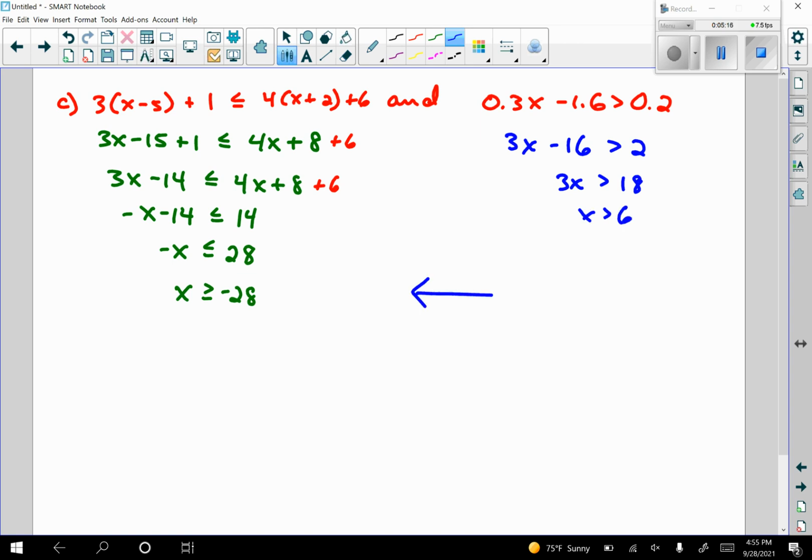So on my number line, I've got negative 28 and I have 6. I need the and right here. So I need all numbers greater than or equal to negative 28 and greater than 6. I can't shade anything to the left of negative 28. I can't shade anything in between because even though they're greater than or equal to negative 28, they also have to be greater than 6. So the only place that will satisfy both inequalities is to the right of the 6, but I don't include the 6. I just need numbers that would be greater than 6. So here I'm looking at 6 to infinity with parentheses around both because of the word and.